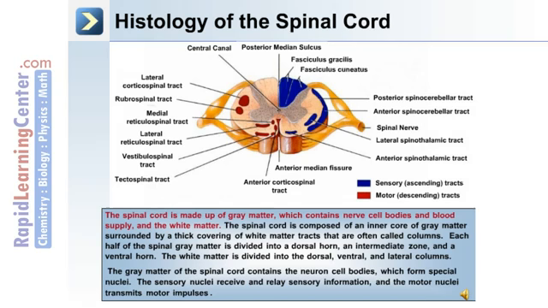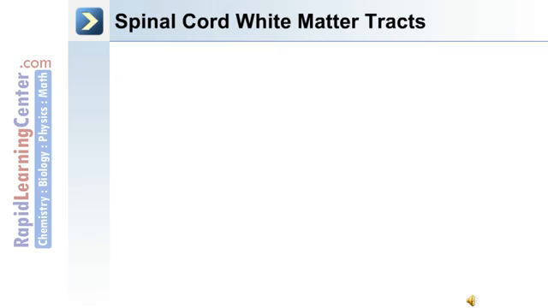The gray matter of the spinal cord contains the neuron cell bodies which form special nuclei. The sensory nuclei receive and relay sensory information, and the motor nuclei transmit motor impulses. Located within the spinal cord white matter are the special white matter tracts.